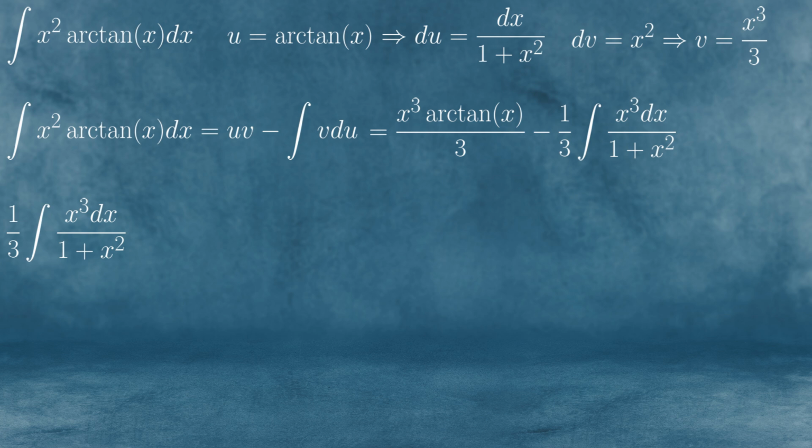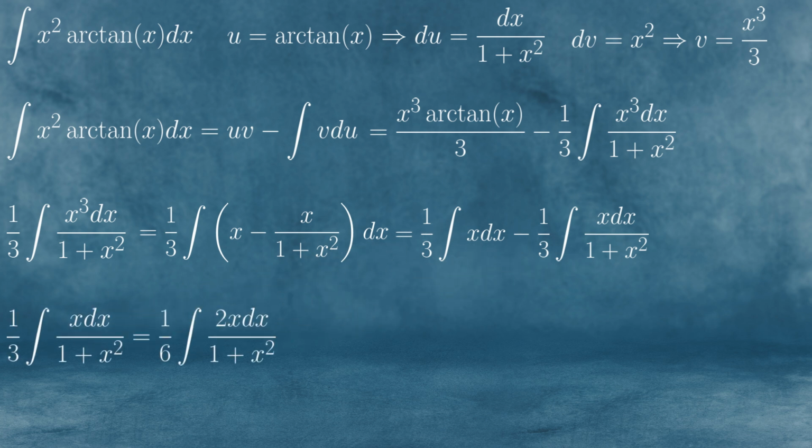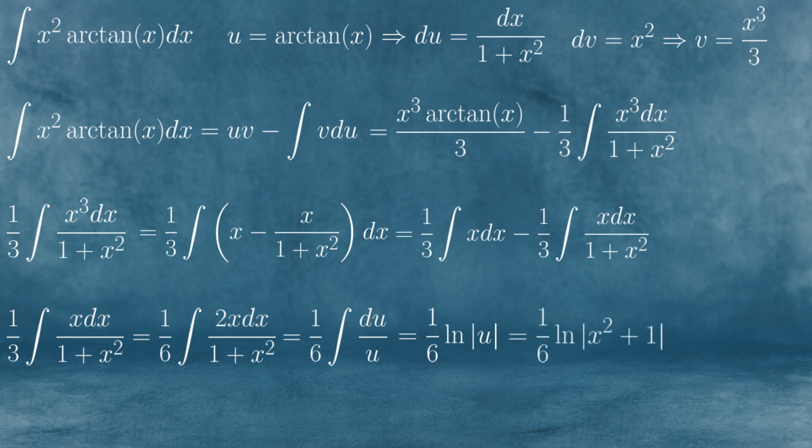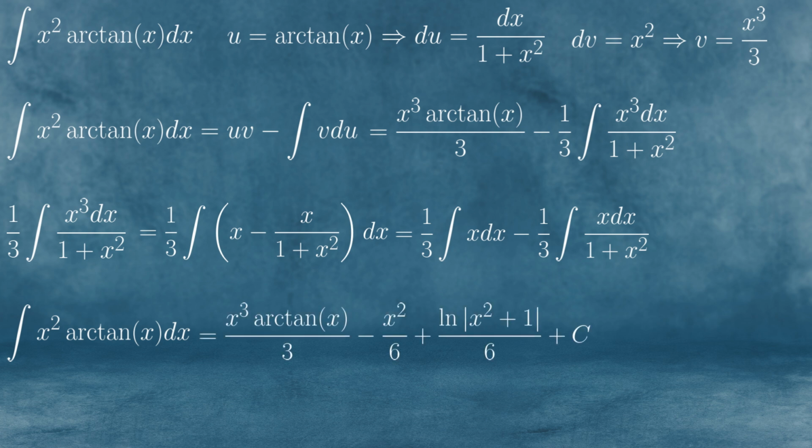By applying polynomial division, we get that this integral is equal to a third of the integral of x dx minus a third of the integral of x dx divided by 1 plus x squared, which can be solved by using the substitution technique. Thus, the original integral will be equal to x cubed arctangent of x divided by 3 minus x squared divided by 6 plus the natural logarithm of the absolute value of x squared plus 1 divided by 6 plus c.